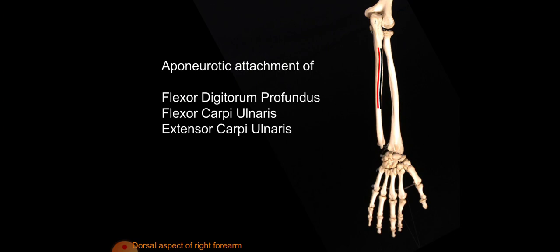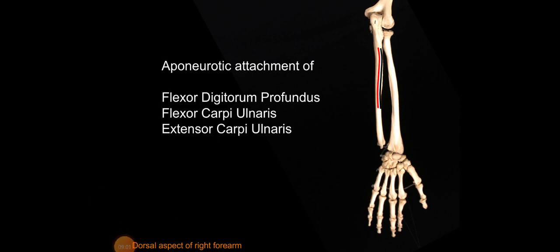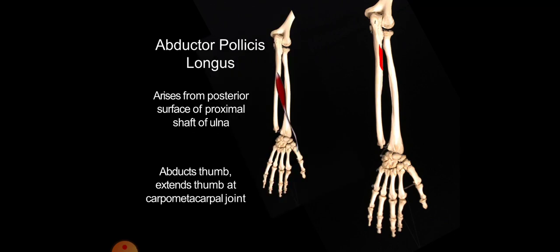Now, on the posterior border of the ulna, we have an aponeurotic attachment of 3 muscles. These are flexor digitorum profundus, flexor carpi ulnaris, and extensor carpi ulnaris. So these muscles are taking a common aponeurotic origin from the posterior border of the ulna. It is highlighted in the diagram. Next muscle arising from the posterior surface of the proximal 1/3 of the ulna is the abductor pollicis longus. So this muscle takes origin from the ulna, and it is for the abduction movement of the thumb.